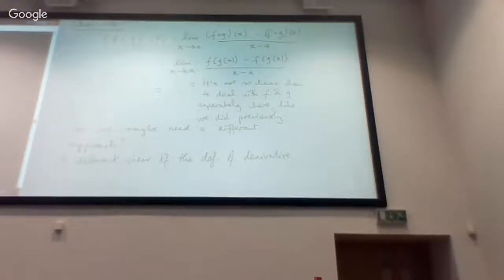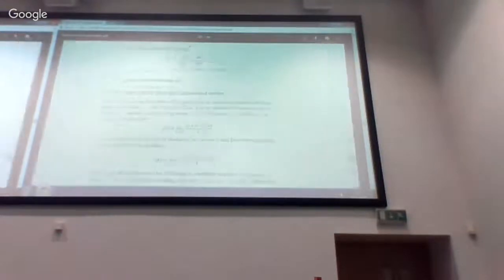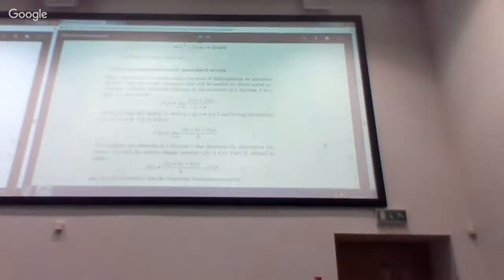Just put the page up on both screens. Okay. So we're going to go back and look afresh, get a slightly different view of the definition of the derivative. Okay? So there we have the definition of the derivative.